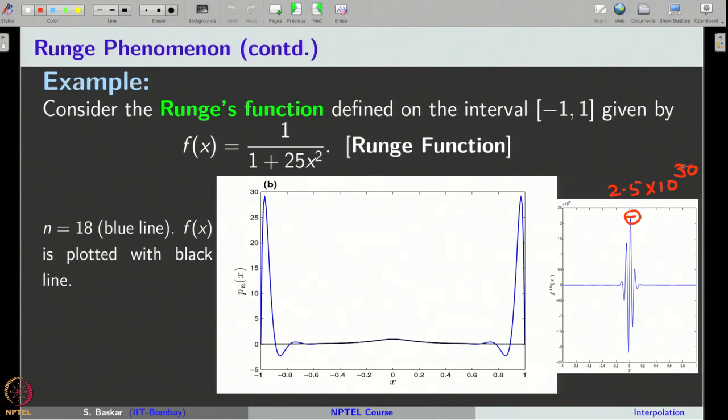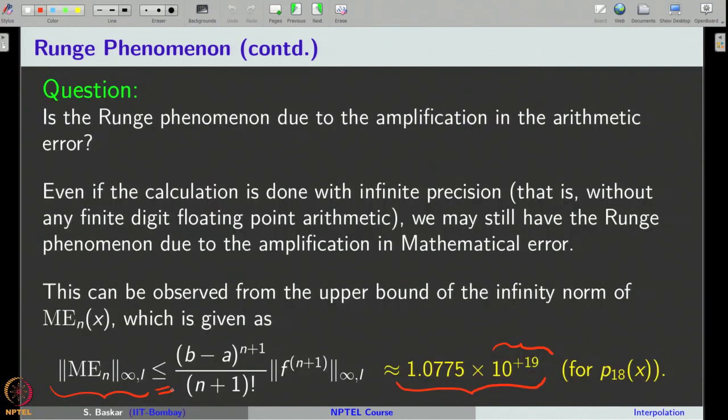Even if you are not taking n to be very large, there are certain functions like the Runge function. If their derivatives are growing rapidly somewhere near the midpoint of the interval, then again there is a severe warning that the mathematical error may grow drastically. These are the key takeaways. Such drastic increase in the error generally happens with equally spaced nodes.